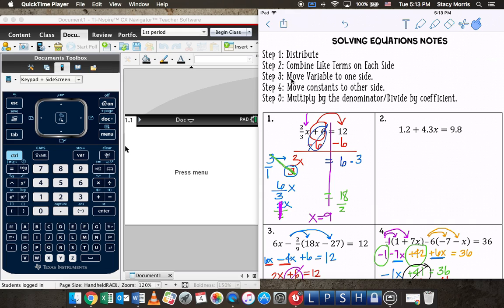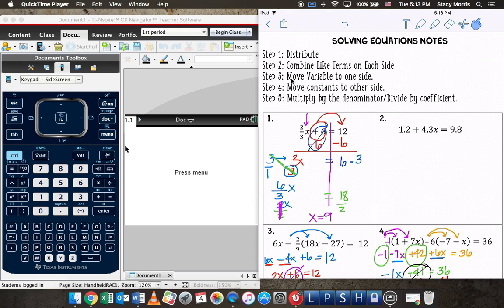So this is just going to be a continuation of the notes for solving equations. I planned to be in class, but unfortunately had a meeting, so sorry about that. I have both the notes and my calculator up because I'm going to be using that calculator. So please, when you see me using my calculator, do the same.